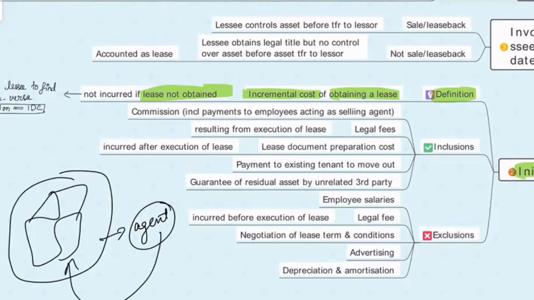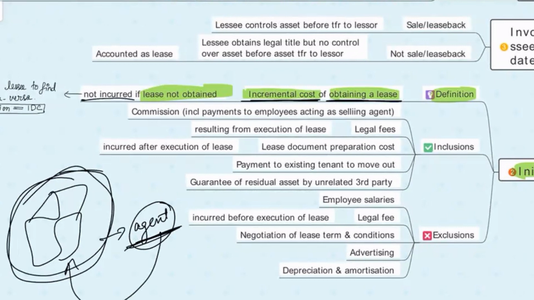Now what has happened here? This is an incremental cost of obtaining a lease. Normally for obtaining this lease, I have to make lease payments and other payments. But hiring an agent to find this lease is an incremental cost. It is an extra cost for obtaining the lease.